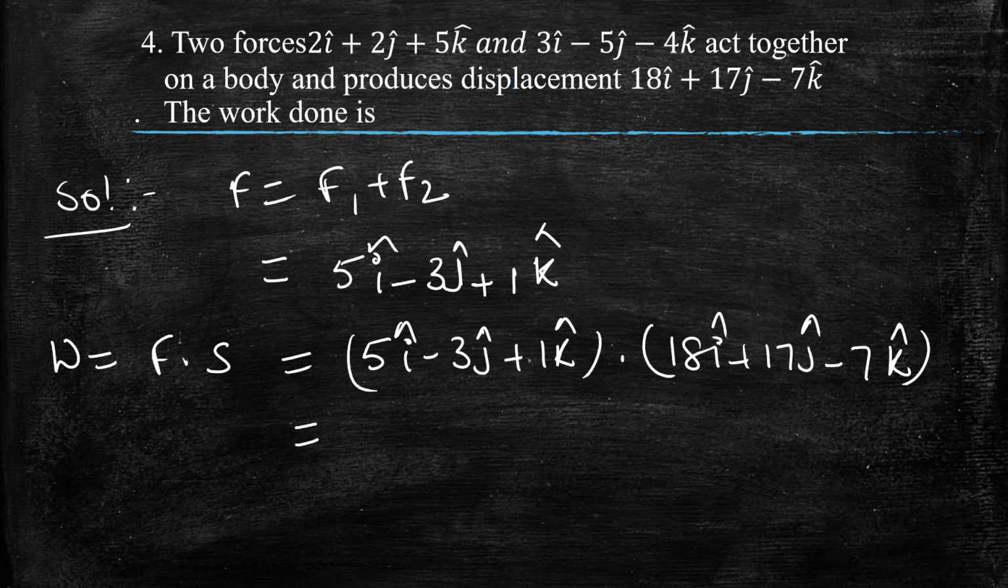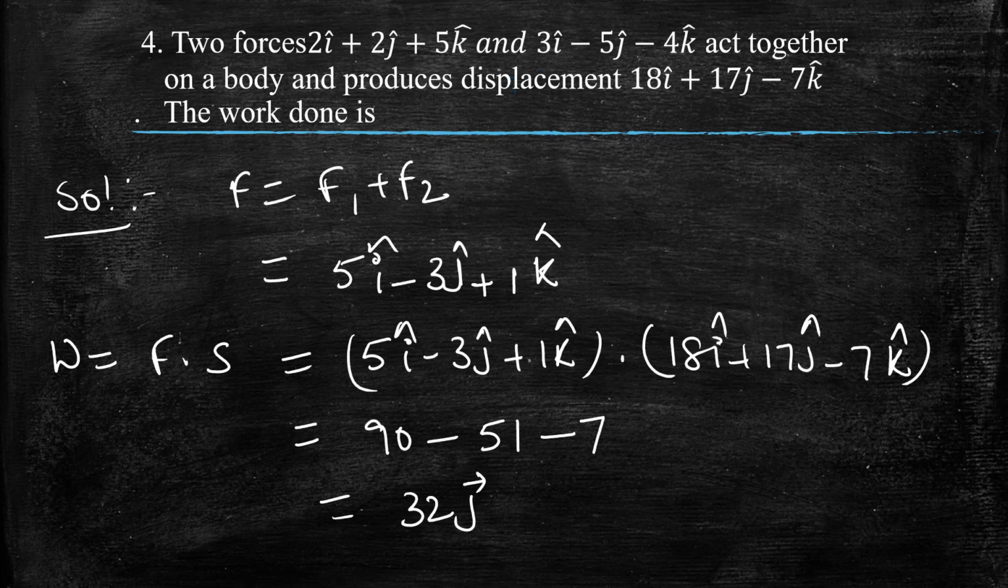Now we are doing the dot product. 5 18s are 90, minus 17 3s are 51. i dot i is equal to 1, j dot j is equal to 1, k dot k is equal to 1, so 1 into minus 7, minus 7, that is equal to 32 joules. Okay, this is the calculation of work done.